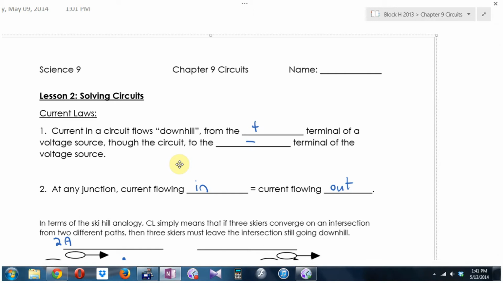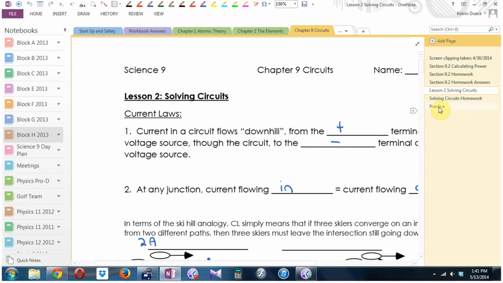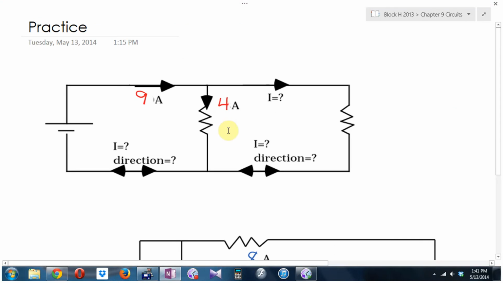So whenever I'm solving a circuit, I'll go find the battery, I'll go find the positive part of the battery, and I'll draw an arrow pointing downhill from there. The second rule was current going in equals current going out at any junction. So all of us, we can do a practice question that I just made up before you guys came here.